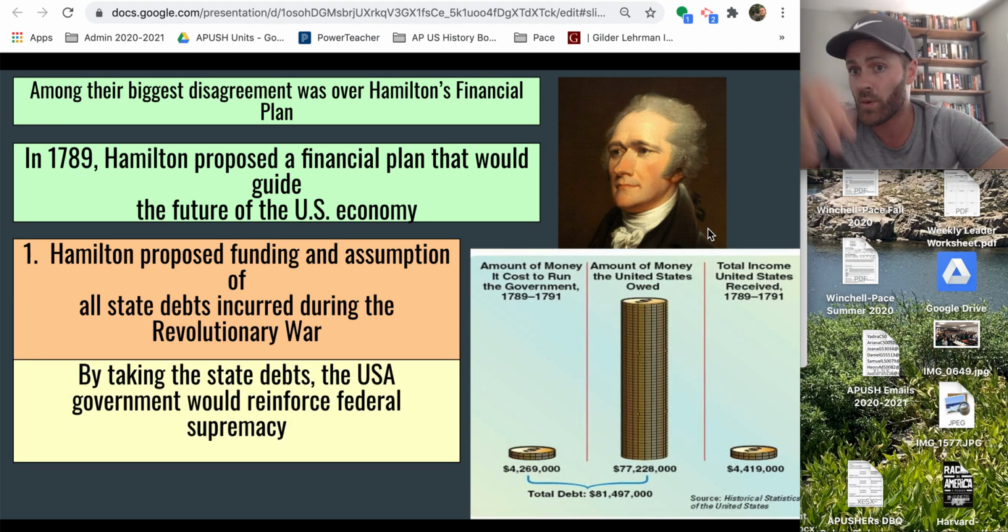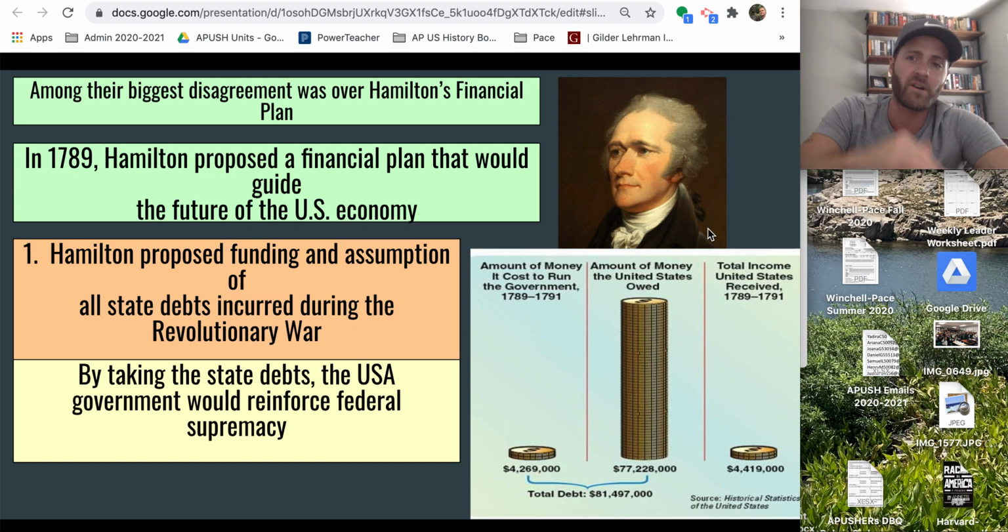Now, what this worries people like Jefferson is that, wait a second, if the federal government takes over the state debts and pays for them, that really reinforces that scary thought of federal government supremacy. Right? If I let somebody pay my debts for me, then I'm really admitting that they have power.